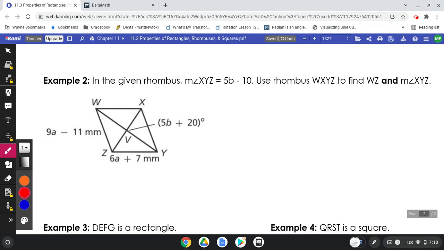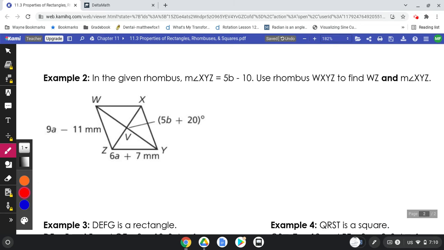All right. And the next one here says, in the given rhombus, the measure of angle XYZ is 5b minus 10. Now, XYZ. X is here, Y is there, Z is here. So XYZ, the angle is right here that we are trying to find. Because it says use the rhombus WXYZ to find WZ and the measure of XYZ. So the arc I put here, that's what we're trying to find. So there's two things we're finding. One is related to angles, one is related to sides. One will use the letter A as a variable, one will use the letter B. Let's start with A here, and that's on the sides.